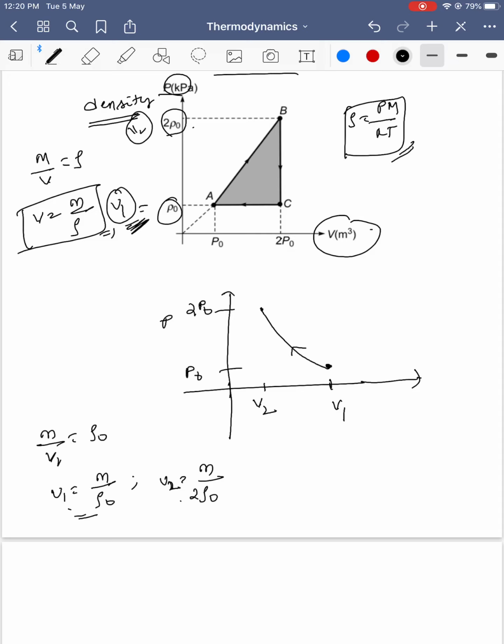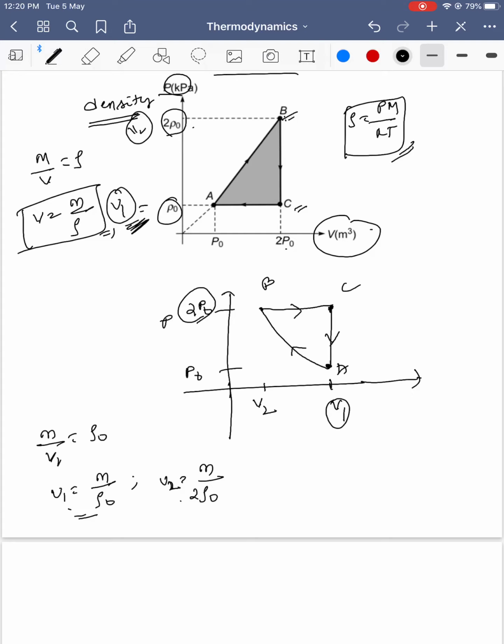Next, what happened from B to C? So 2 P0, we got B and this is A. C is at 2 P0 and V1. 2 P0 is here and V1 is here, so draw the point here. And how is it going? Isobaric, so constant pressure, it is going in this direction. And then afterwards what's happening? From C to A it is coming. This is C, from C to A directly it is coming.